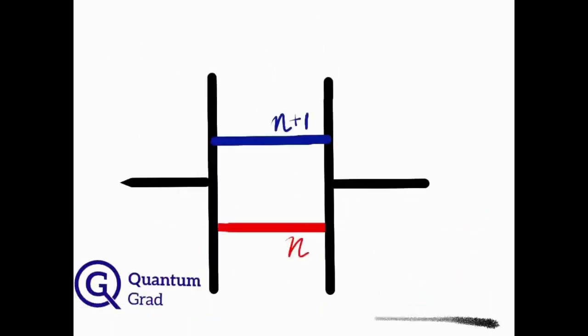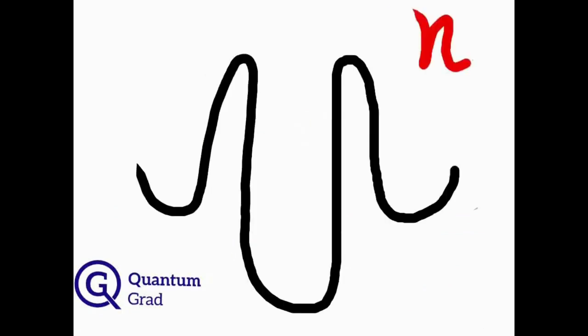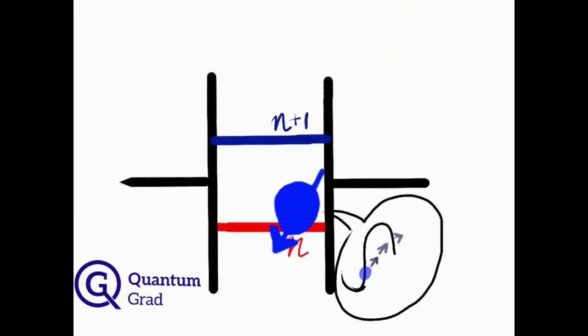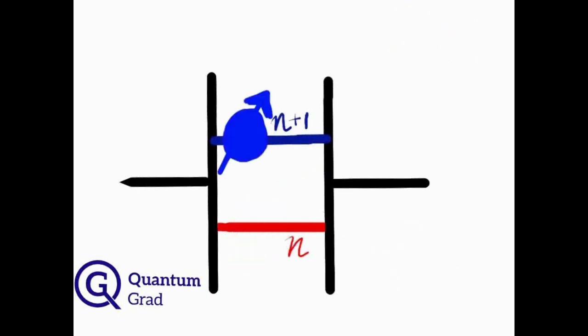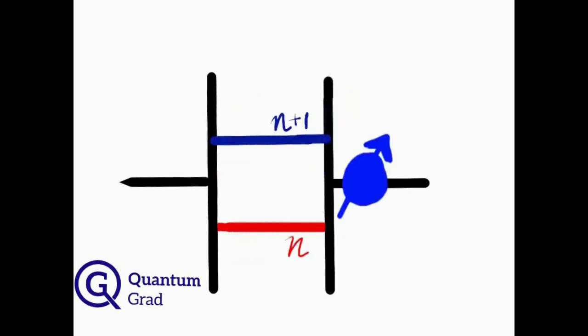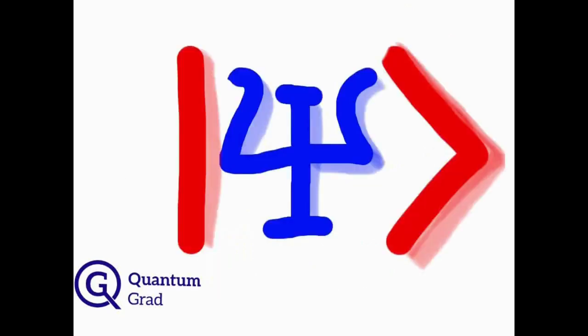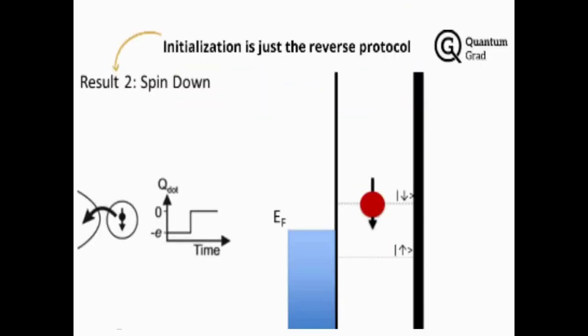The configuration of our electrochemical potential lines plays an important role here. Let us align our potential landscape in the following manner. An electron will tunnel out only if its energy is greater than the Fermi level, that is, if it is in the spin-up state. Thus, there is movement of charge only when the state is spin-up. Detecting this charge, we know the qubit state. Initialization is just the reverse protocol of readout. We can also think of it as the result of a readout process.